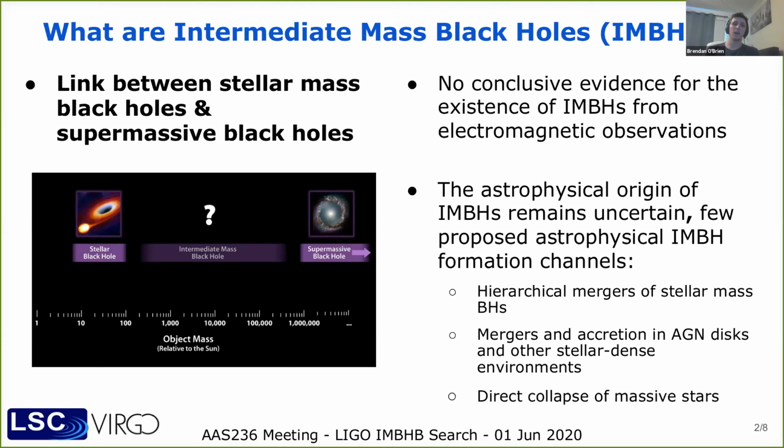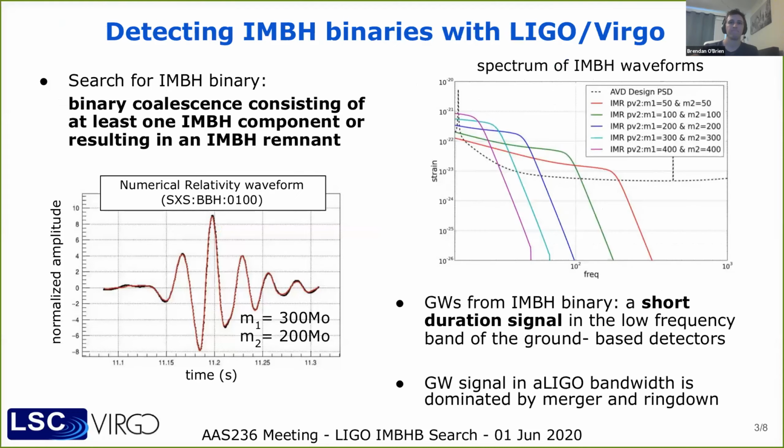Despite that, the astrophysical origin has been studied extensively, and as we heard a few talks ago, there are mainly two proposed channels for this mass regime, namely hierarchical mergers and accretion onto stellar mass black holes. Now, with LIGO, we search for IMBH binaries, which we define as a binary black hole system which contains either an IMBH component or an IMBH remnant. In other words, we're looking for systems with total mass greater than 100 solar masses.